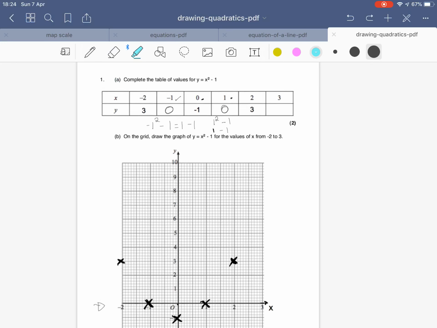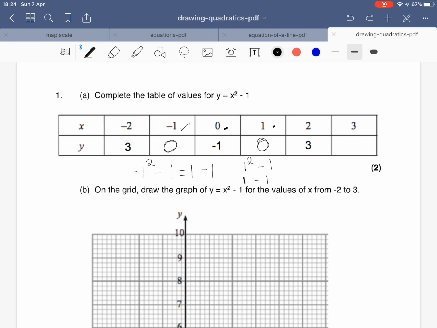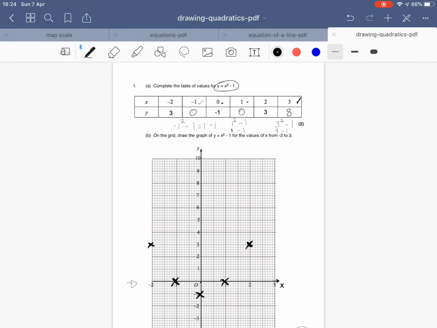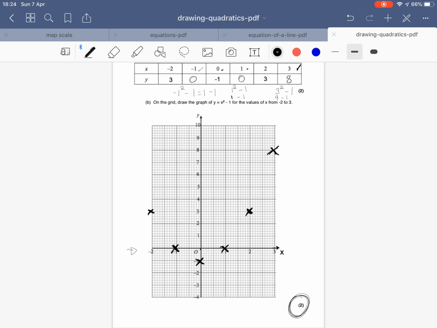Right. So going back, we're squaring this, and then we're taking away 1. So I'm doing 3 squared, then I'm going to take away 1. 3 squared is 3 times 3, which is 9, 9 take away 1 is 8, so my answer is 8. Okay, so I'm just plugging in x into this equation. So let's see if 3, 8 makes any sense. So across 3, up 8 will leave me here. And that looks like it'll be a nice curve now.